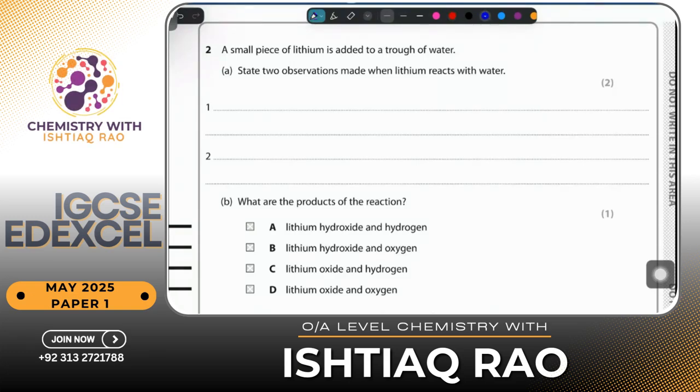This is the lithium, when it is reacting with water. Lithium is solid, water is liquid. It's going to form lithium hydroxide, an aqueous solution, soluble in water, and hydrogen gas. So in hydrogen gas, there would be effervescence, or I can say bubbling, due to hydrogen gas.